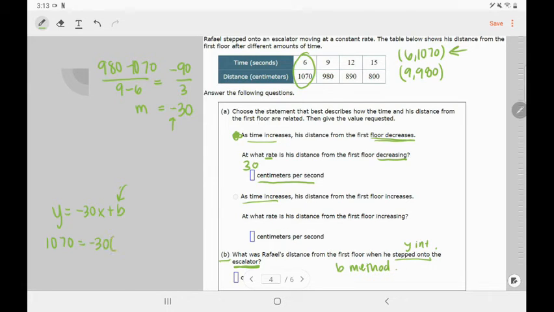Negative 30 times 6. So for 6 seconds, I was going down by 30, and I ended up at 1070. So to simplify, negative 180 plus b is equal to 1070, and solve. So plus 180 gives me a grand total of 1,250. So 1,250.